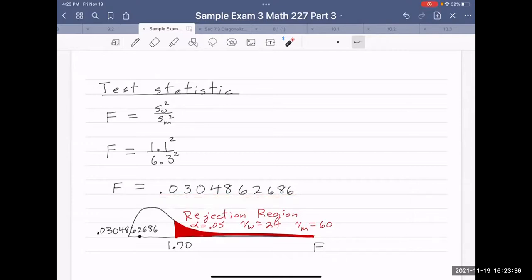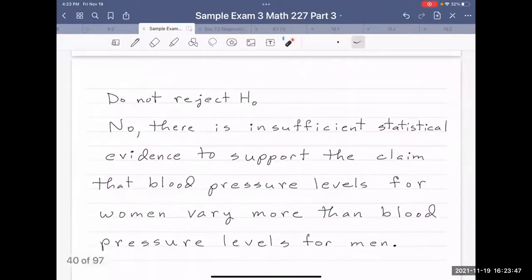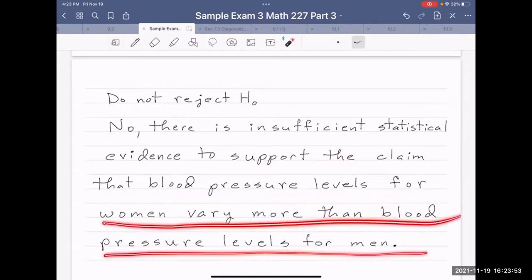0.03048626686. So this is not in the rejection region. So we do not reject the null hypothesis. No, there's insufficient statistical evidence to support the claim that blood pressure levels for women vary more than blood pressure levels for men.